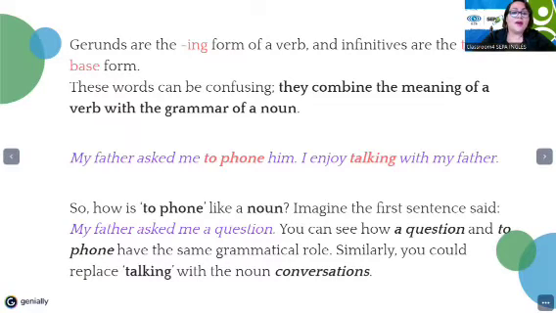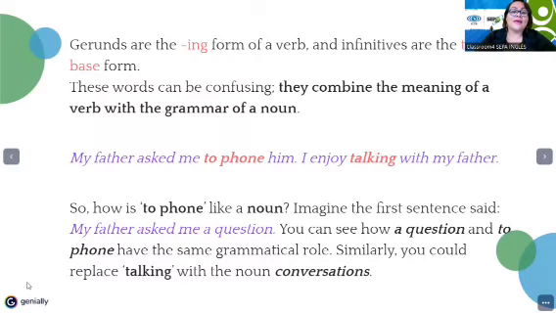My father asked me to phone him. I enjoy talking with my father. If we observe the first sentence, we have "to phone," which is an infinitive because we have to. In the second sentence we have "I enjoy talking." We don't have a to; we have the verb with ing. That's the main way we can differentiate how we use these structures.